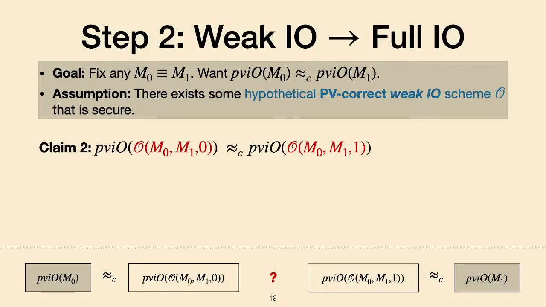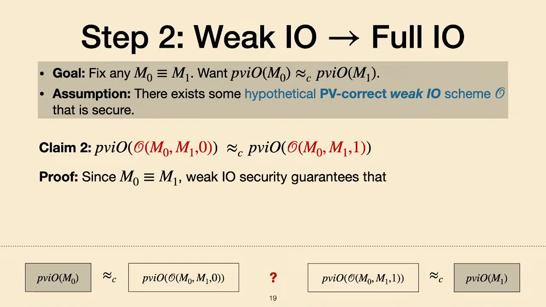But that is exactly what I said was my weak IO security guarantee. Weak IO said if my M0 and M1 were actually functionally equivalent, then the obfuscations were indistinguishable. And ta-da, done. That finishes the proof. Okay? So this is basically exactly the same proof as best possible obfuscation, as he said. So this is going to look like the same proof that Rachel showed on Monday. And it works with witness encryption, this weaker notion of IO.